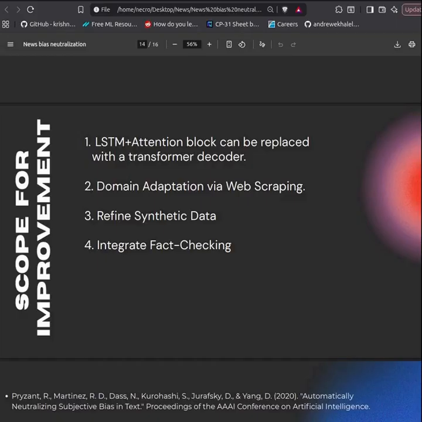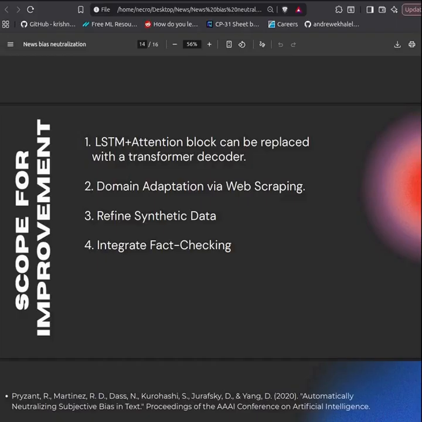The second improvement is domain adaptation through web scraping. There are a lot of news articles on the internet and we could scrape thousands of them and continue pre-training BERT on them. This would adapt the encoder to the specific vocabulary and syntax of news media, making it more effective. The third method is to refine the synthetic data. My use of an LLM to generate a large amount of data was a good start, but this can be expanded to create a much larger and more diverse data set.